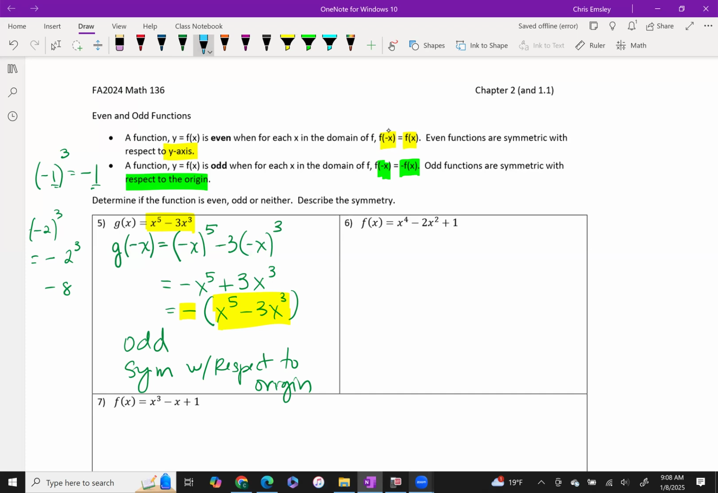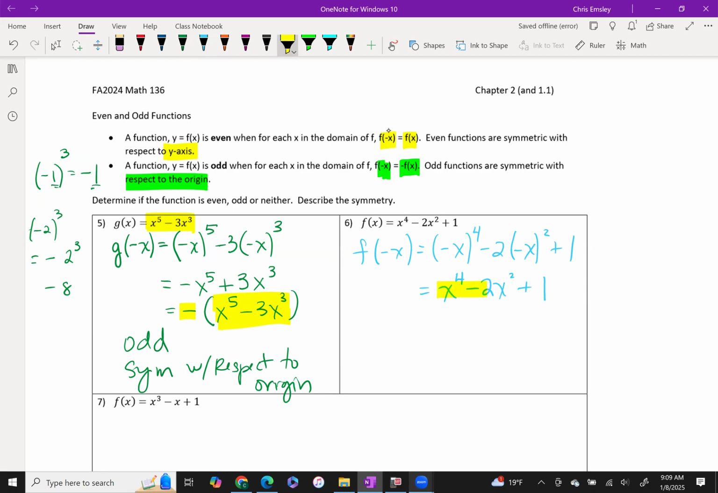Number 6, we're going to try that same procedure. We're going to plug in a negative x. So we get negative x to the 4th minus 2 times negative x squared plus 1. So remember, even exponents clear out that negative, right? A negative times a negative gives us a positive. So negative x to the 4th is actually just equivalent to positive x to the 4th. The negative 2 remains. Negative x squared is just x squared plus 1.